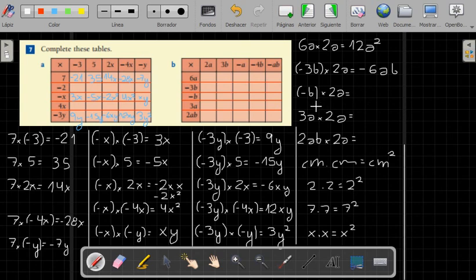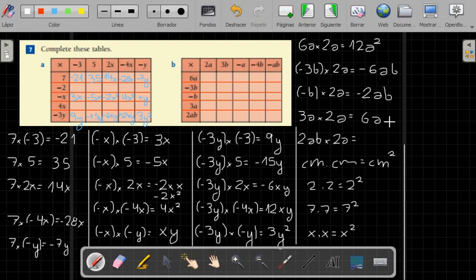Negative multiplied by positive is going to be negative, only one number, the 2, and b times a, it's ab. That's it. And 3 times 2 is 6, a times a, it's a squared.